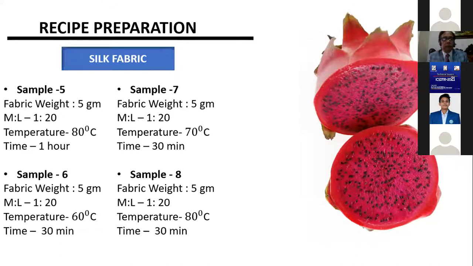And the recipe for silk fabric: here we also take 4 samples. Each fabric weighs 5 grams, with a liquor ratio of 1:20. For sample number 5, we take 80 degrees Celsius and time is 1 hour. For sample number 6, 60 degrees Celsius and 30 minutes. For sample number 7, 70 degrees Celsius, 30 minutes. For sample number 8, 80 degrees Celsius, 30 minutes.